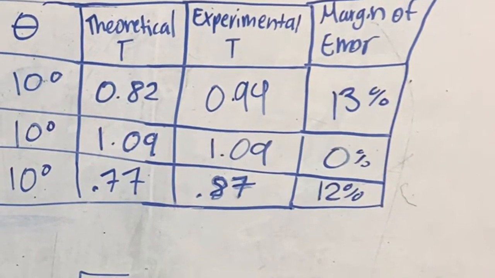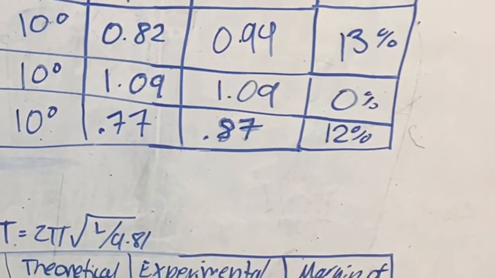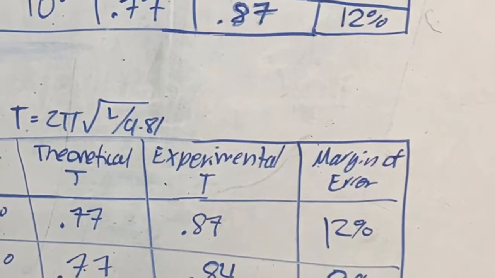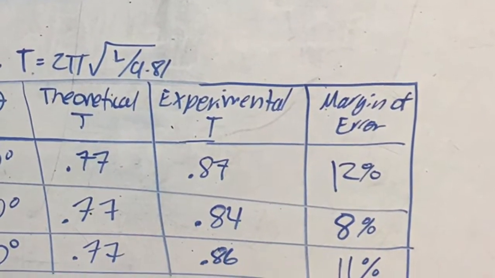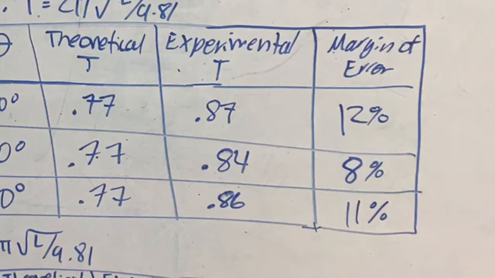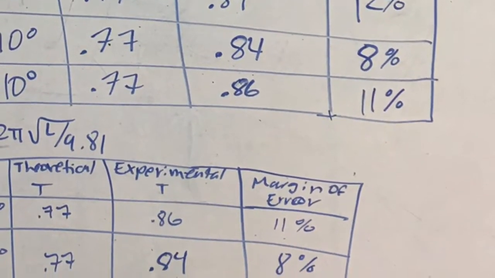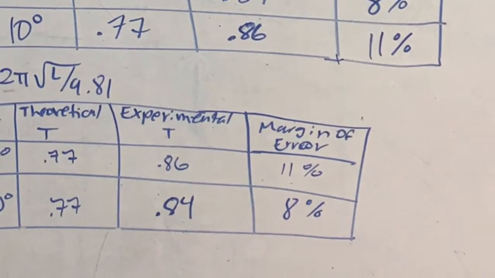The reasons for the large margins of error between the theoretical and experimental periods are mostly due to human error when calculating the time or when releasing the object from rest. The average margin of error was 9.37%, with the highest being 13% and the lowest being 0%.